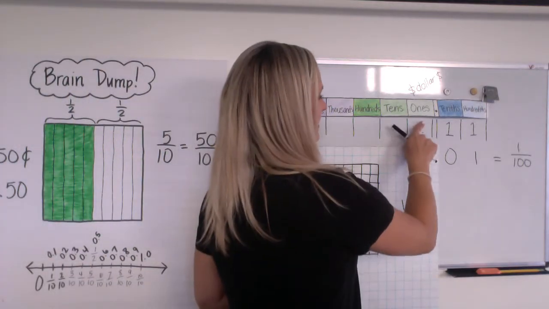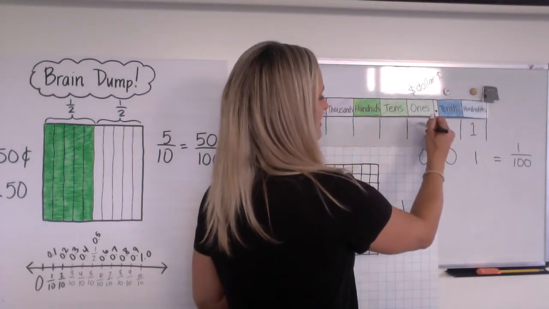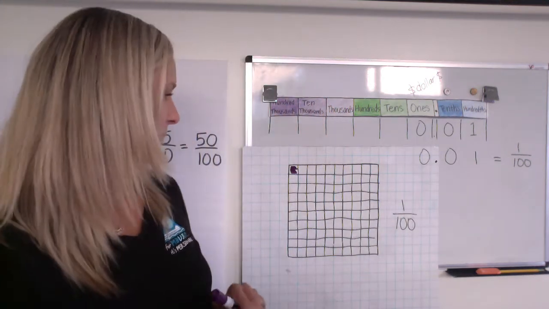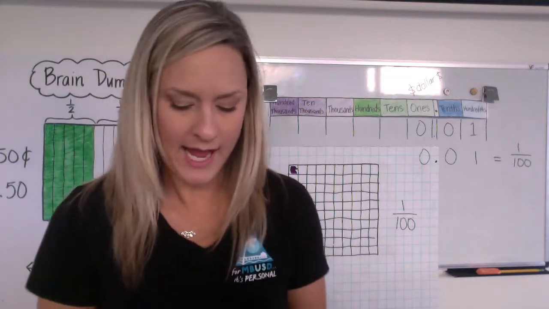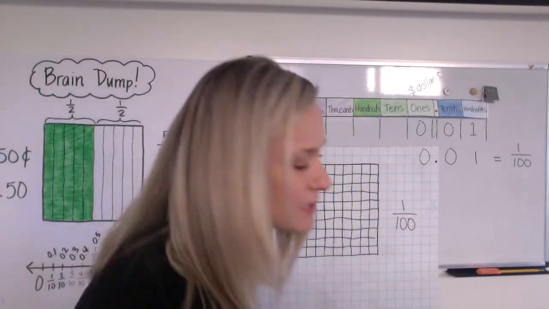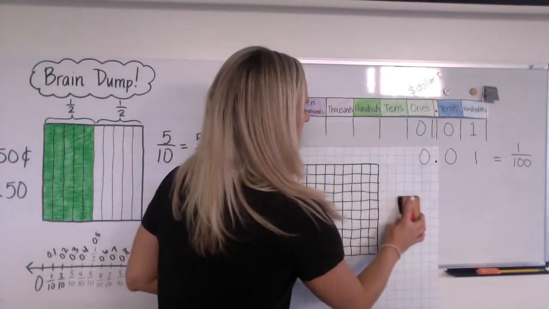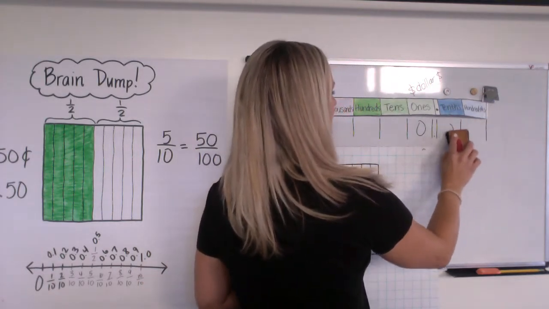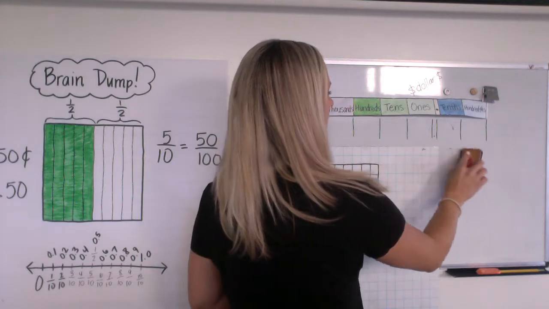All right, and then we can use this chart here to help us represent information that we have given to us, right? All right, so I'm going to ask you guys to tell me what a number would look like. All right, so here's your number.